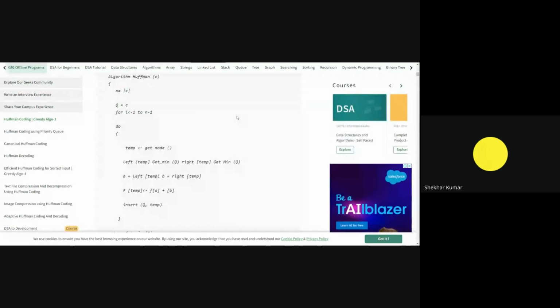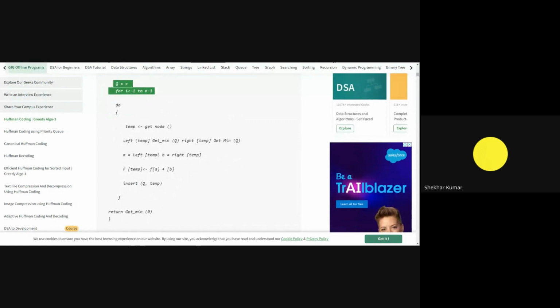Yes, sir. Okay, this is your Huffman algorithm. In the Huffman algorithm, first we insert all the values. So the complexity is order of n, because it takes linear time to store these values. But every time in Huffman coding, I'm taking the minimum value.